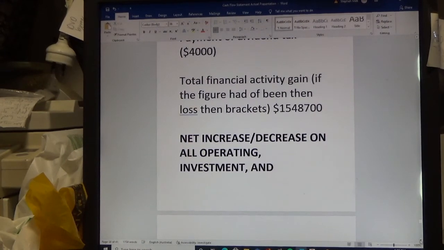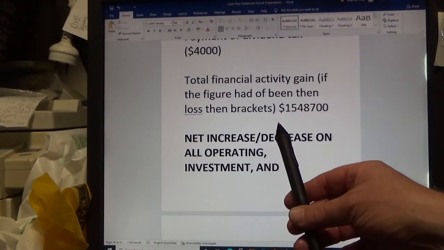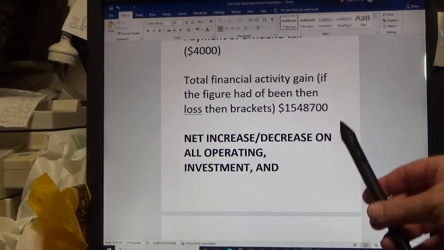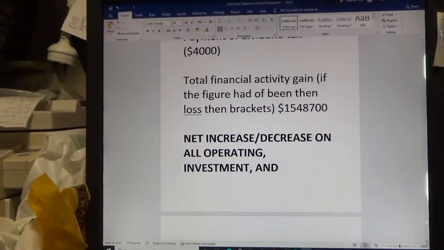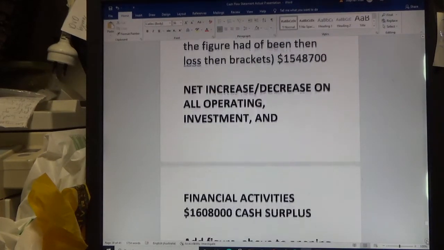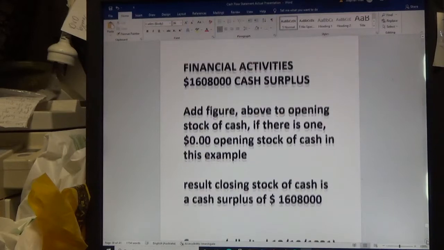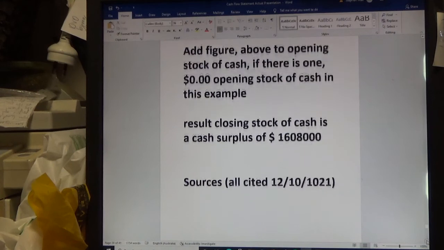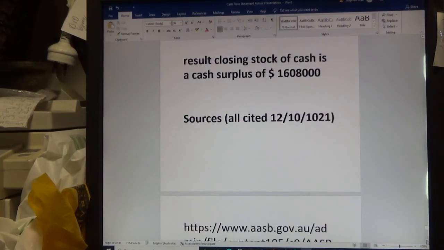So in this example, we've got a positive cash flow. If it was a loss, that figure would be negative. I put in brackets. So we've got a positive cash flow movement for that year, so that's good news. A cash surplus. That figure is derived by adding up any opening stock of cash figures in the categories or on the top of the statement, if it's some sort of an anomaly of cash.